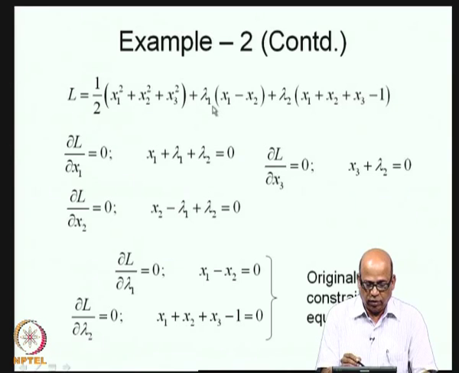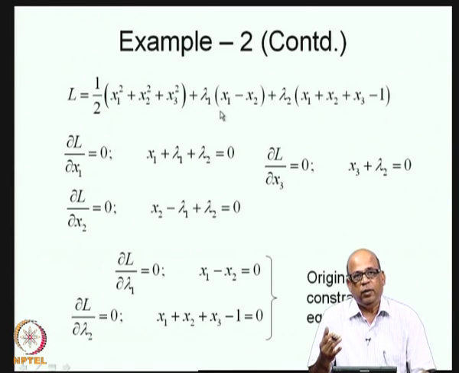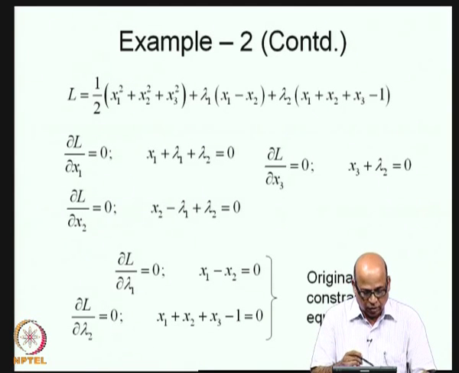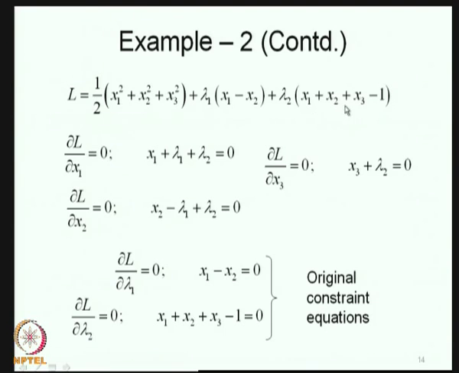Then we also differentiate with respect to lambdas, lambda 1 and lambda 2 to get the original constraints. Remember, when we differentiate the Lagrange with respect to the Lagrange multipliers lambda 1 and lambda 2, all we are doing is reproduce the original constraints. So, dL by d lambda 1 is equal to 0 will give me x 1 minus x 2 is equal to 0, and dL by d lambda 2 is equal to 0 will give me x 1 plus x 2 plus x 3 minus 1 is equal to 0. These are in fact the original set of constraints.